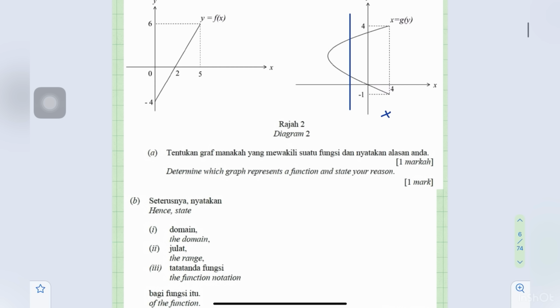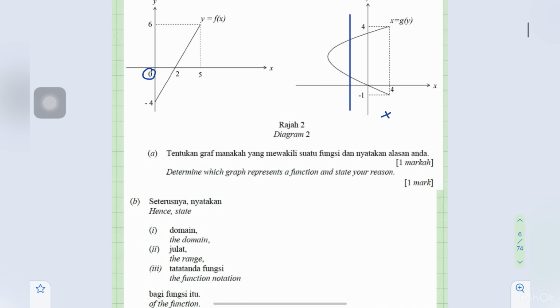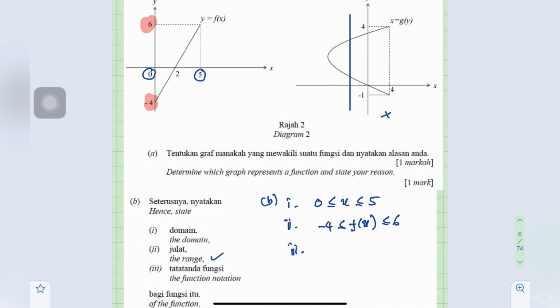Okay, then question B, hence state the domain, the range and the function notation. Okay, so to find the domain, domain ni actually values of x lah. Dekat sini 0 sampai 5. Okay, since this is continuous graph, jadi kita kena buat dalam bentuk range. So, x more or equals to 0, less or equals to 5. Sama juga untuk y, untuk f(x), dia punya range, daripada negative 4 sampai 6. So, f(x) more or equals to negative 4 but less or equals to 6.